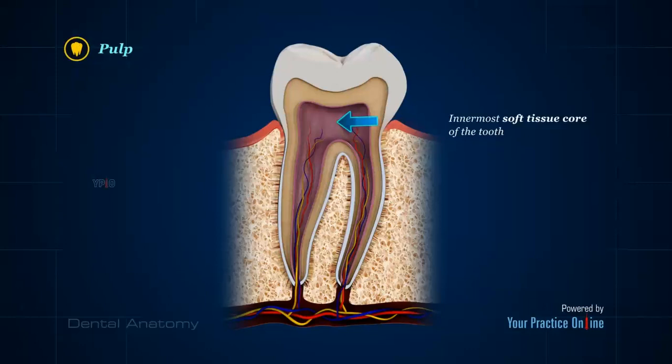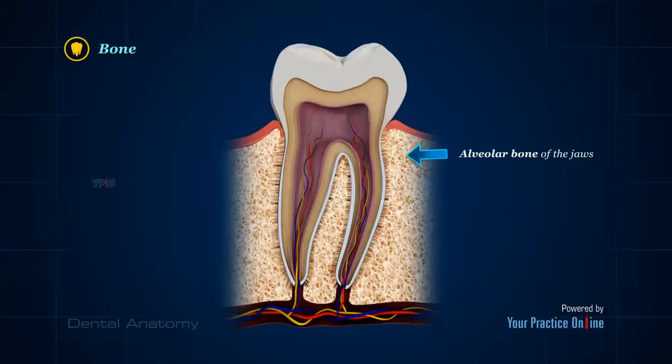Pulp. This is the innermost soft tissue core of the tooth, which consists of blood vessels, nerves, and connective tissue. The pulp is supplied through narrow canals in the roots that lead to openings at the root tips. Bone. The roots of the teeth are anchored in bony sockets within the alveolar bone of the jaws.